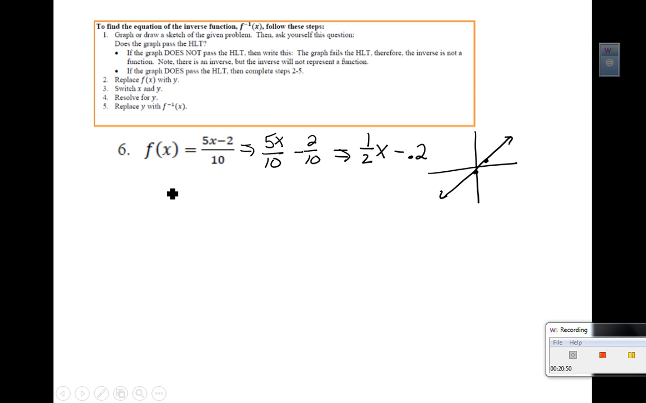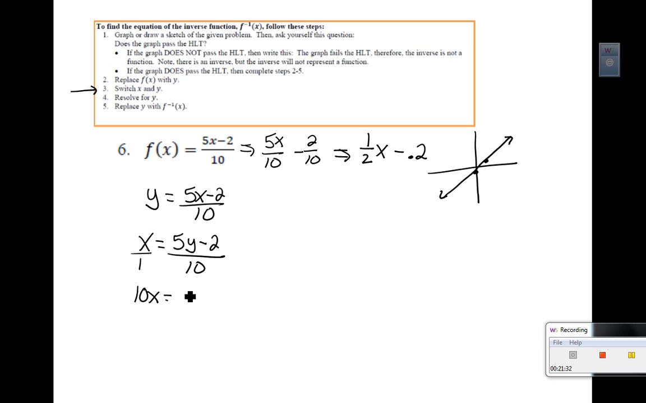Come back to the original. In place of f of x, let's put y. So I got y equals 5x minus 2 over 10. Step number 3, switch the x and the y. So I got x equals 5y minus 2 all over 10. I'm going to cross multiply. So I've got 10x equals 5y minus 2. And then just solve that.